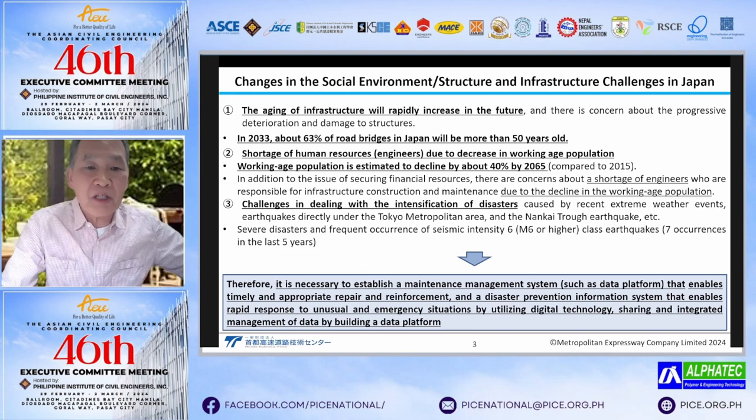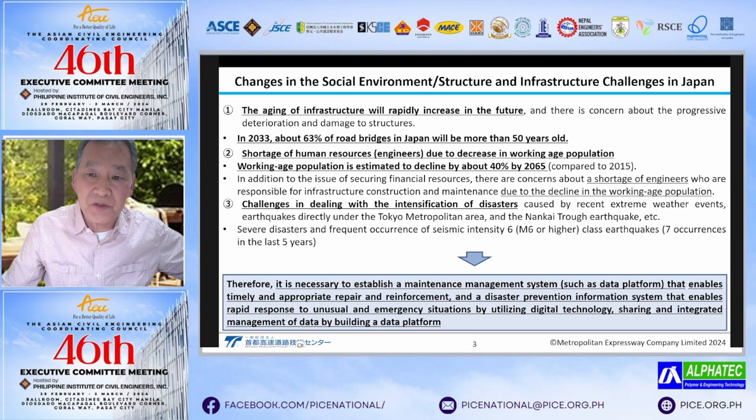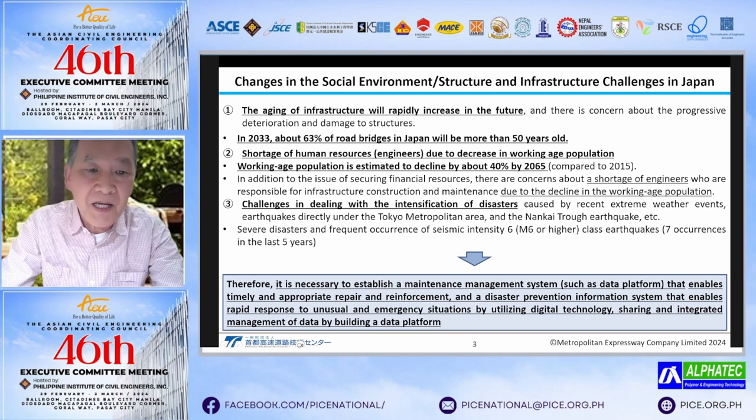First, the aging of infrastructure will rapidly increase in the future, so there is a concern about deterioration and damage to the structures. Second, the shortage of human resources due to the decrease in the working age population, so there is a shortage of engineers responsible for infrastructure construction and maintenance. And third, we are now facing challenges in dealing with the intensification of disasters caused by recent extreme weather events and an earthquake directly under the Tokyo metropolitan area.